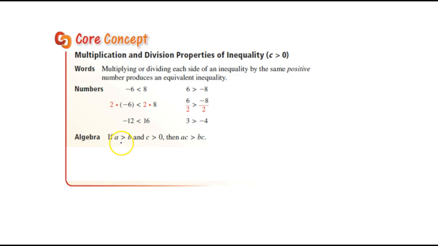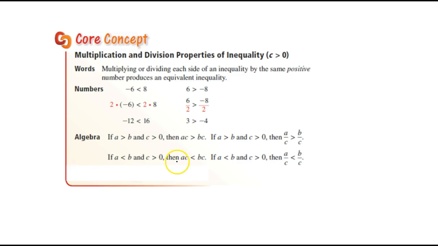In algebraic symbology, if you have an inequality and you multiply by the same positive number, then you get an equivalent inequality. Same thing with dividing. And it works with greater than, less than, greater than or equal to, less than or equal to. You can multiply both sides, you can divide both sides by the same positive number, and you get an equivalent inequality.